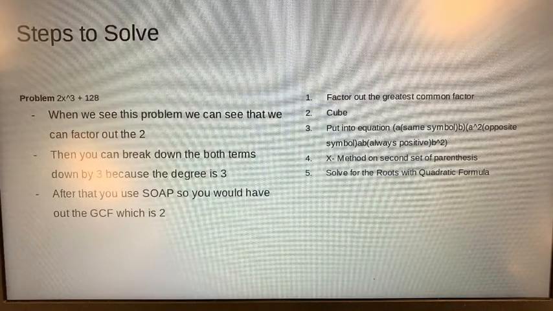The problem today will be 2x cubed plus 128. We can start off by using the GCF, being 2. Then we can break down both terms by the degree of 3, which is technically cubing the terms. Then we put the equation into SOAP, which will be shown later in the video. Then we can use the X method on the side of the parentheses, but we don't have to. Solve for the roots with the quadratic formula.